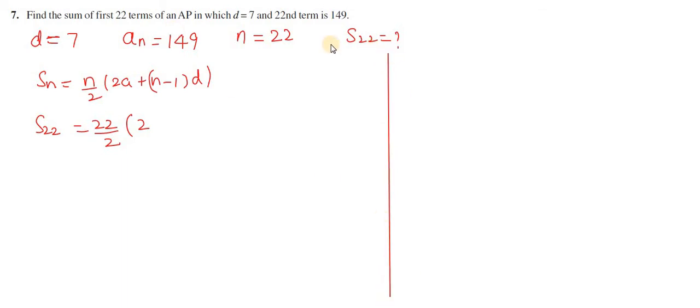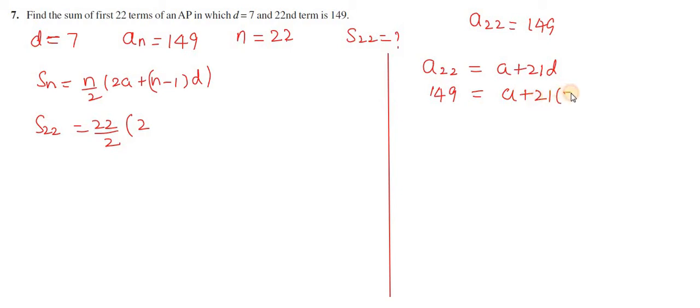Now we have the formula. Here they gave an, they gave d as 7, and also n they gave. So we can write a22 is equal to a plus 21d. And what is a22? a22 is nothing but 149, because an is 149. And what is the n value? n is nothing but 22. So in the place of n, we replace, a22 is equal to 149. Therefore a22 is equal to a plus 21d, so 149 is equal to a, whose value we don't know, plus 21 into 7.